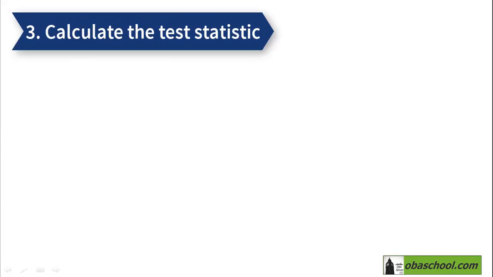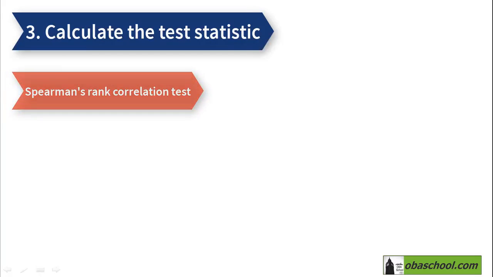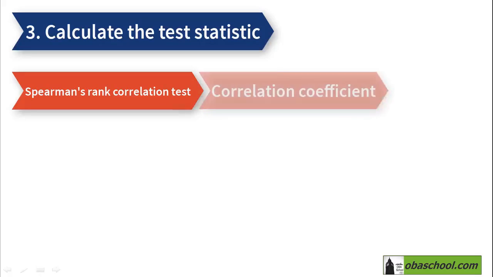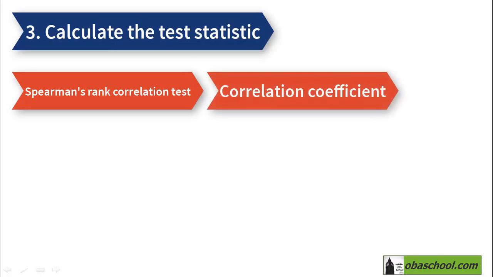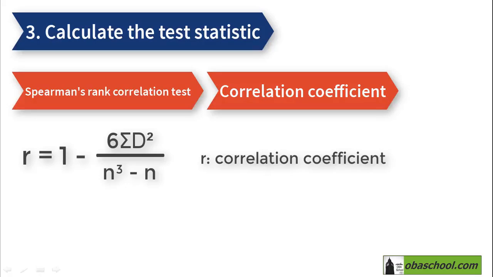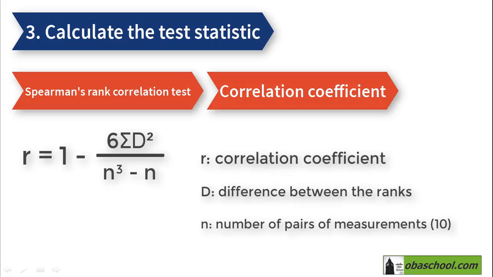Step 3. Calculate the test statistic. Since we're using the Spearman's rank correlation test, we should calculate the correlation coefficient. It's calculated according to the following formula. R equals 1 minus 6 times the sum of d squared, divided by n cubed minus n, where R is the correlation coefficient, d is the difference between the ranks, and n is the number of pairs of measurements, which is 10 in our experiment.